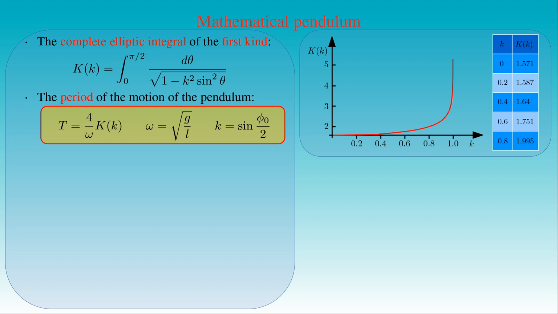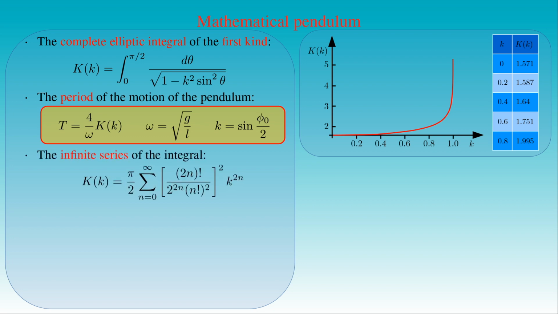Although the elliptic integral of the first kind cannot be expressed in terms of elementary functions, it can be presented as an infinite series. The infinite series of this integral is the sum from n equals 1 to infinity of the square of a fraction times k raised to 2n, where the fraction is given by the factorial of 2n, divided by 2 raised to 2n, times n factorial. This expansion allows us to approximate the period of the motion of the mathematical pendulum with an arbitrary precision.